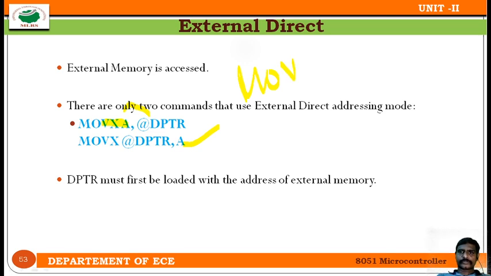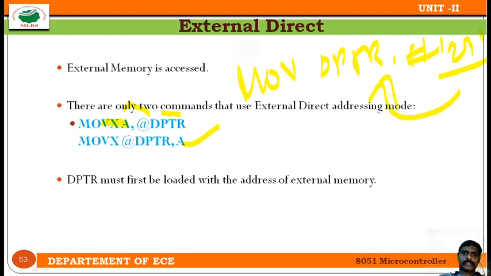For example, MOV DPTR, #1234, where 1234 is an address being loaded into the data pointer. Now this movement is possible in the case of external memory being accessed.